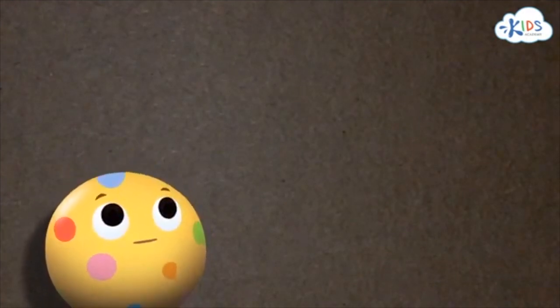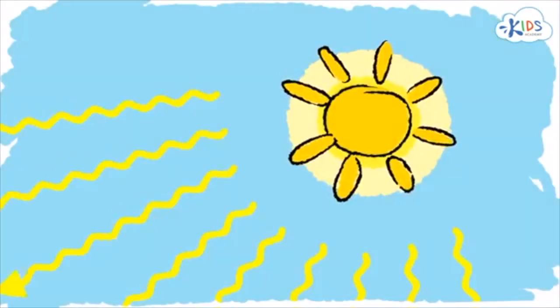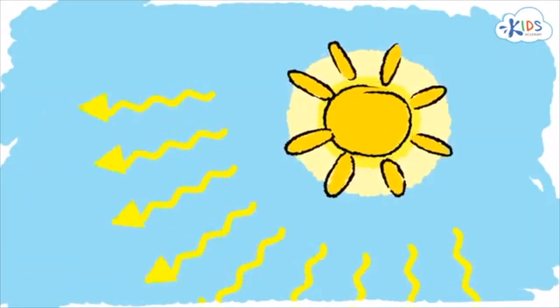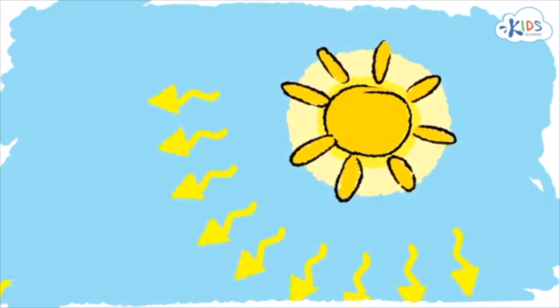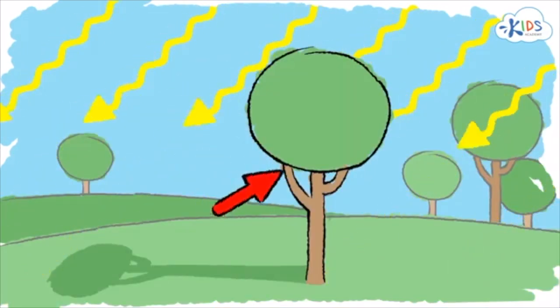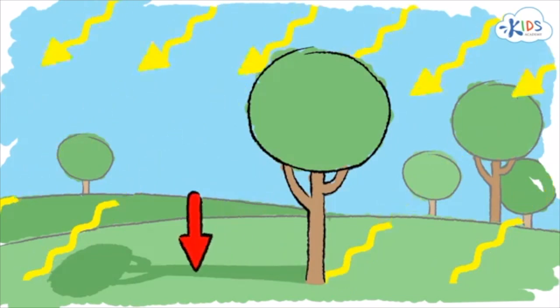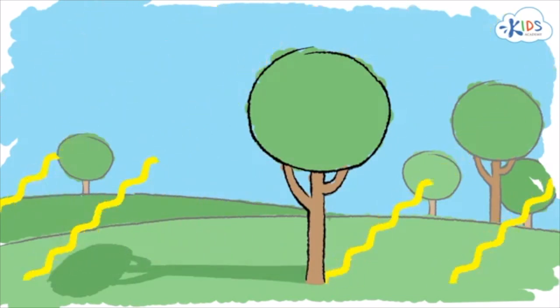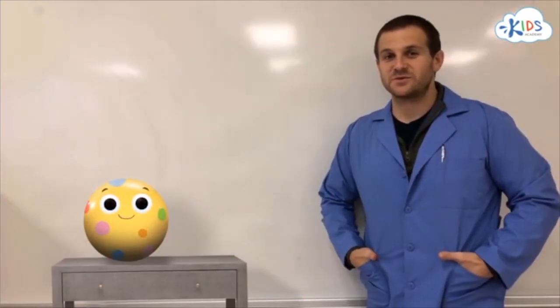Hey, Andrew, what makes a shadow? That's a good question, Bolly. Let's check it out. As we learned in earlier lessons, light comes from a light source, like the sun. If that light gets blocked by another object, like a tree, it creates a shadow. Blocking sources of light can create different types of shadows.